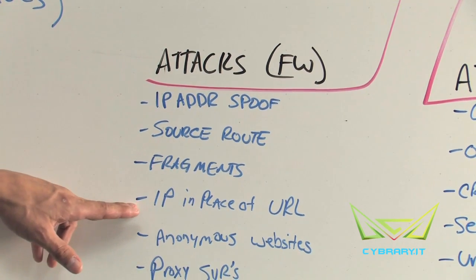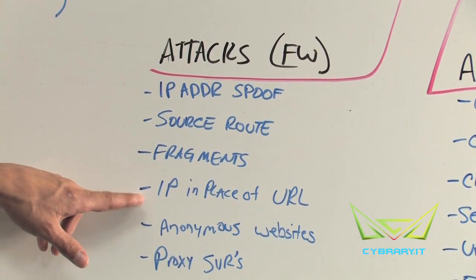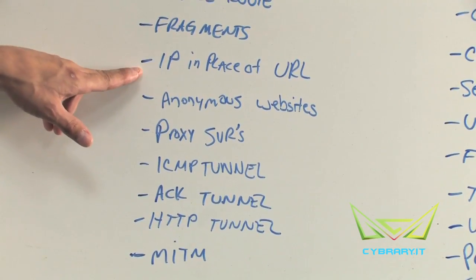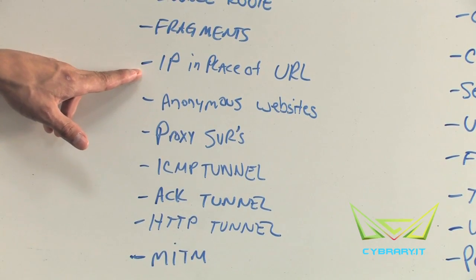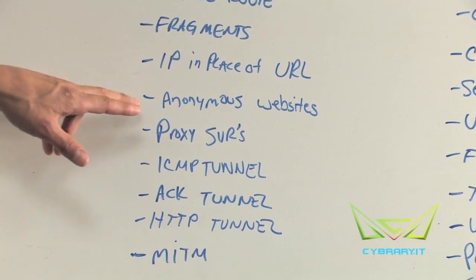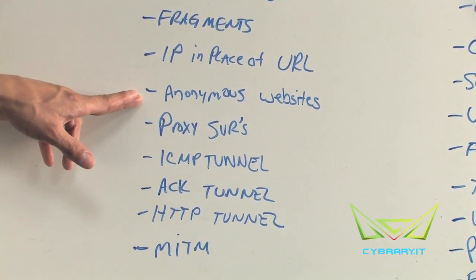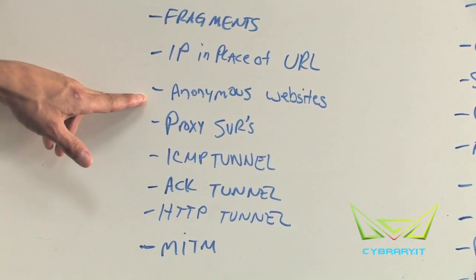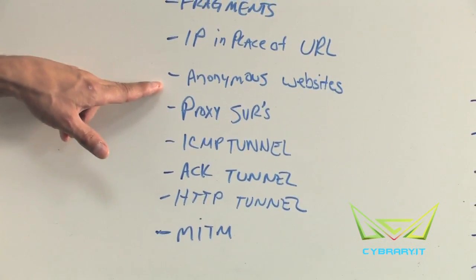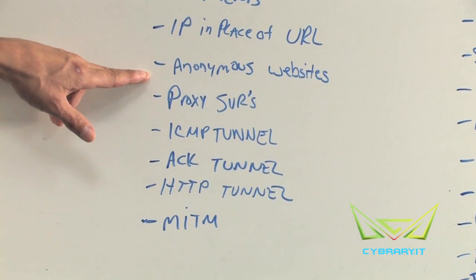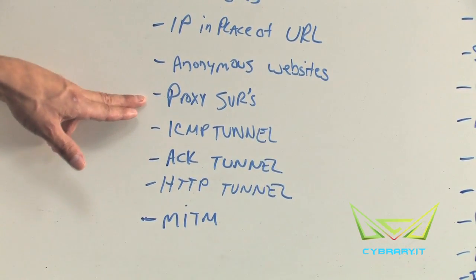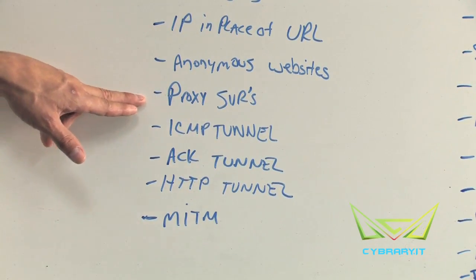Instead of going through a URL and using a fully qualified domain name, take out the domain piece and put in an IP address. That sometimes can fool firewalls. Plus, you have plenty of anonymous style websites that attempt to hide the true source of the traffic, which is basically another way of saying proxying.